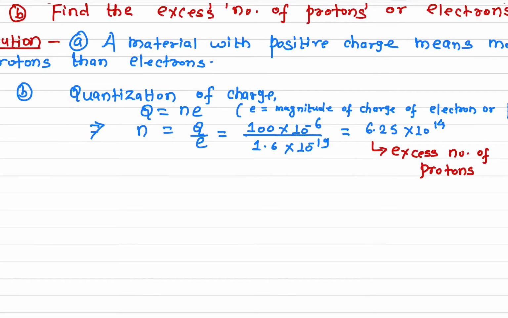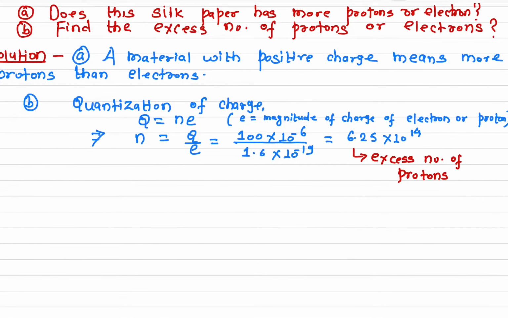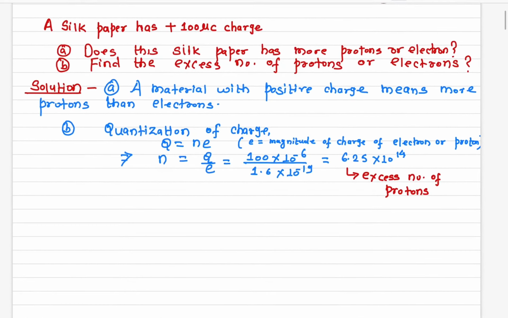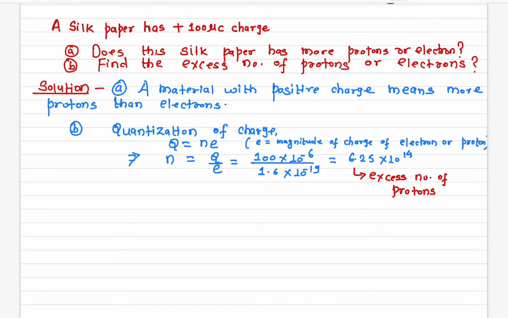So that we calculate by the quantization of charge. The quantization of charge is this formula here, Q is equal to N times E. That means the charge on any object is an integral multiple of the charge of the electron, or even a proton here. So here I'm just using E as an electron. If it is a negative charge, then we write E as the charge of an electron. If it is a positive charge, then we write E as the charge of the proton. So here, now we're going to solve for N.